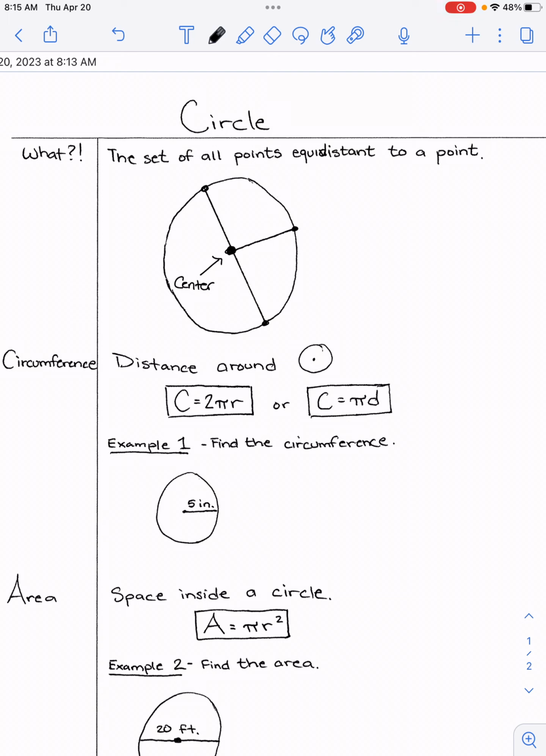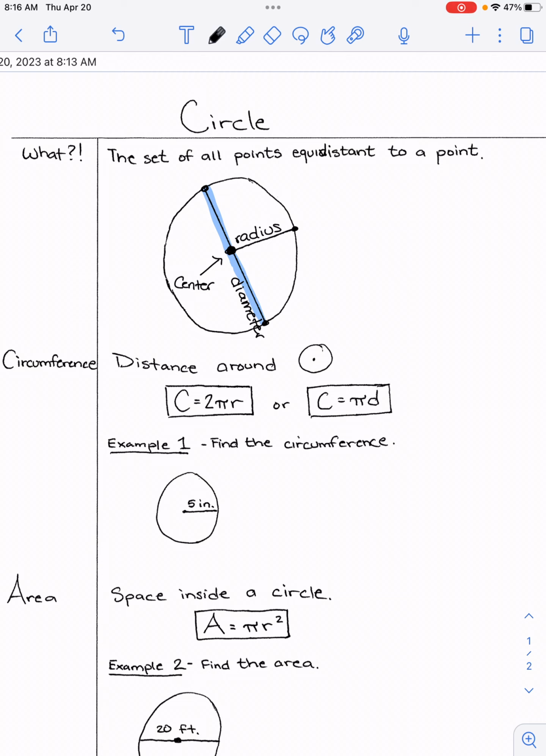Now, what are these other parts on the circle? This line right here from the center to the edge is called the radius. A radius is just any line in a circle that goes from the center to the edge of the circle. I'm going to highlight this to provide emphasis. A line that goes from edge to edge but through the center is called the diameter. You can write it any way you want.